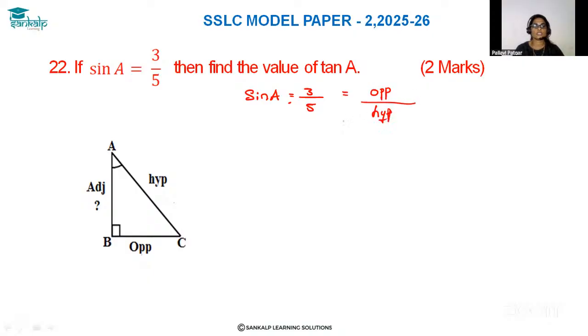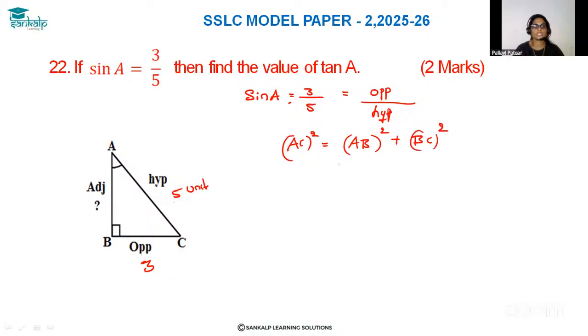Okay. So we consider the opposite side as BC. The side opposite to angle A is BC, which is 3 units, and the hypotenuse AC is 5 units. So we need to find AB, the adjacent side, using the Pythagoras theorem. According to the Pythagoras theorem for the right angle triangle, AC square is equal to AB square plus BC square.